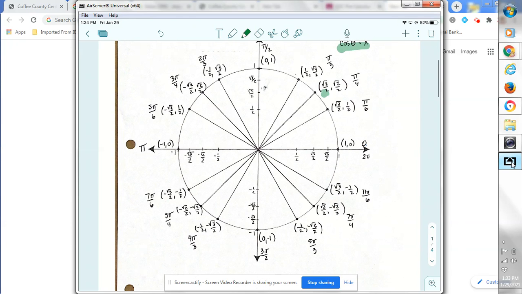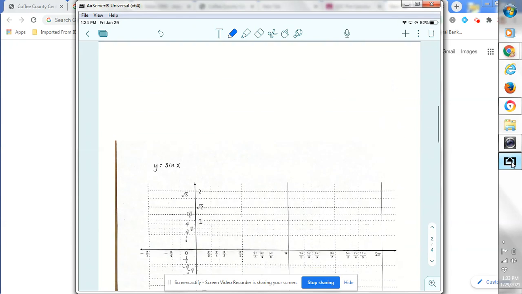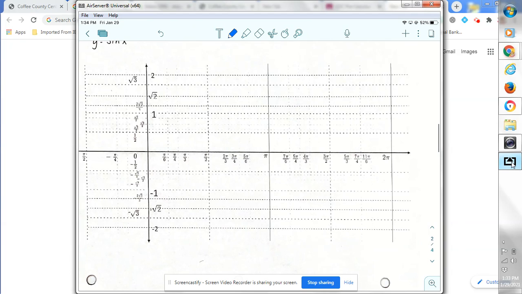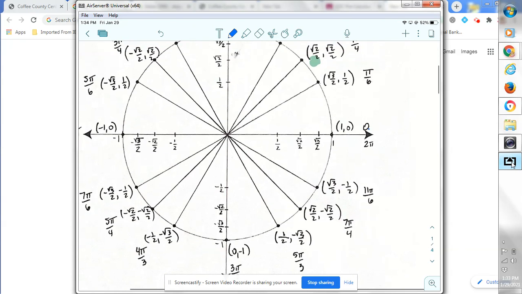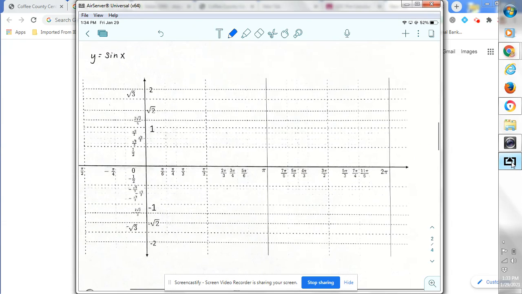All right, so when I come down here, I'm going to do the graph of y equals sine of x. I'm just going to start with 0. We'll talk about the negatives in just a second. So the sine of 0 is going to be the y coordinate when the angle is 0. So that's going to be 0. So we have a point at 0, 0.